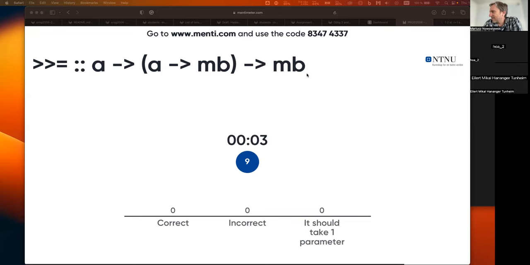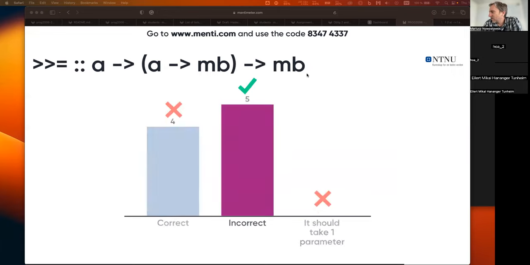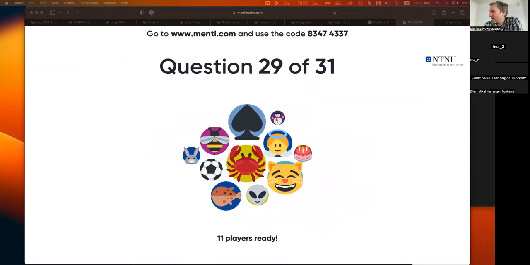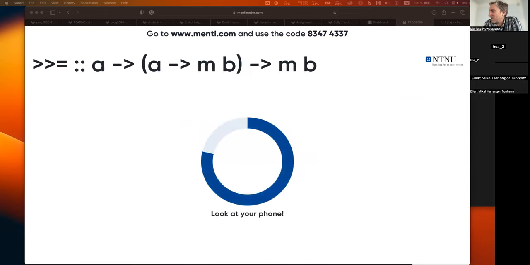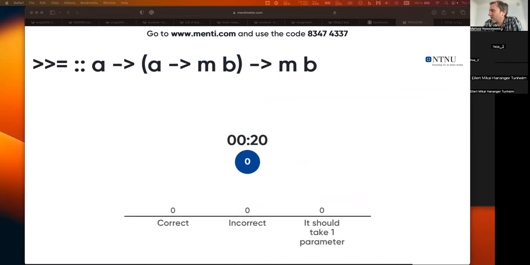No, it's not correct. It's not correct because there is no space between M and B. That is like a single symbol, right? As I told you, it's a trick question. All right, so let's do this one. There is a space now between M and B. It's not a single symbol, it's two symbols. So yay, now it's a proper question. It's not a trick question. Is that signature correct for monads, for bind?